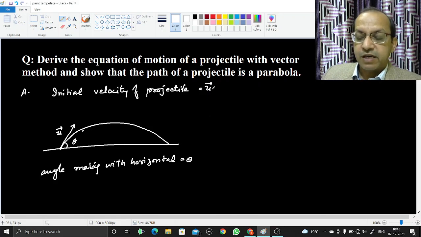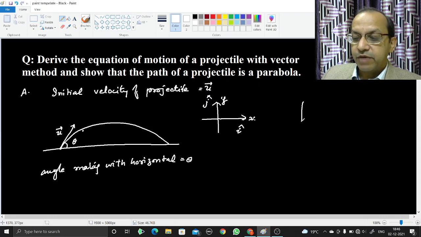To solve it with the vector method, we'll assume the xy axes: the x-axis along the horizontal direction and the y-axis along the vertical direction. That means the i cap vector is taken here and the j cap vector in this direction. So the acceleration is along the minus y direction, so it will be minus g j cap, always.